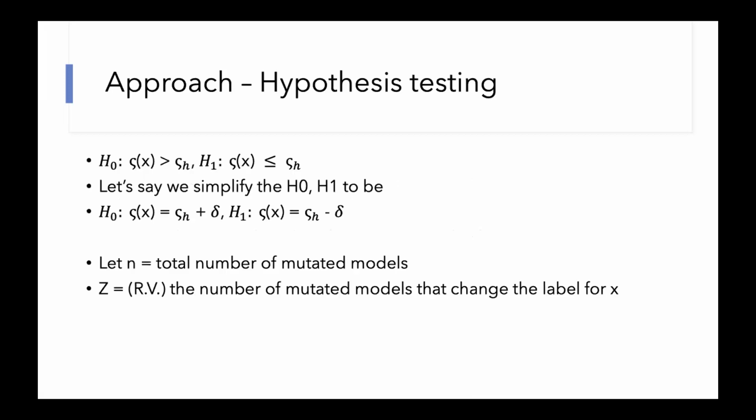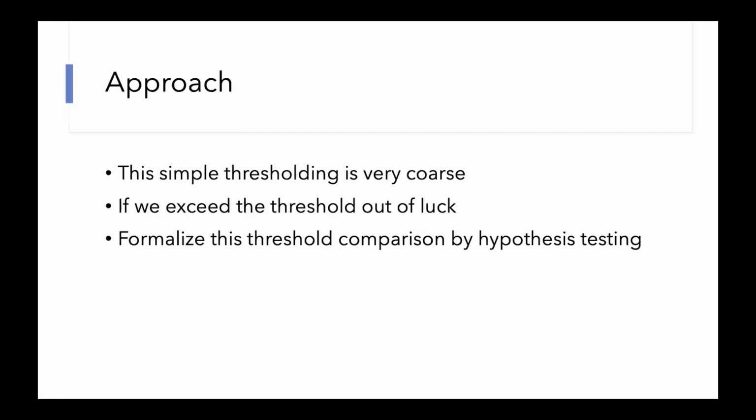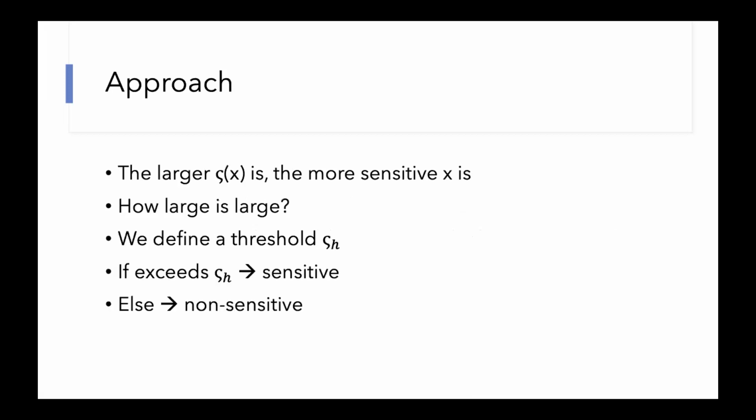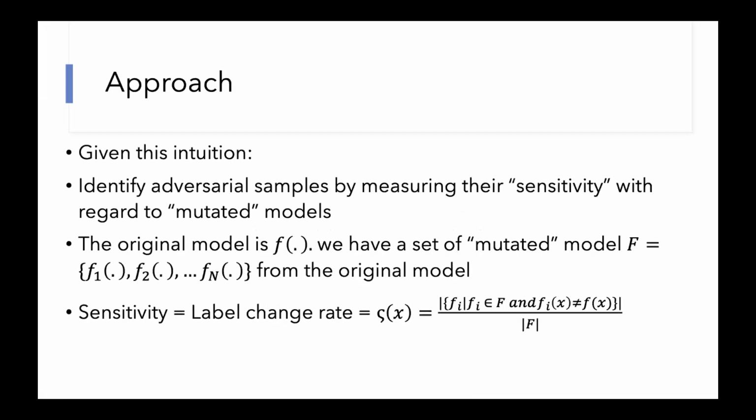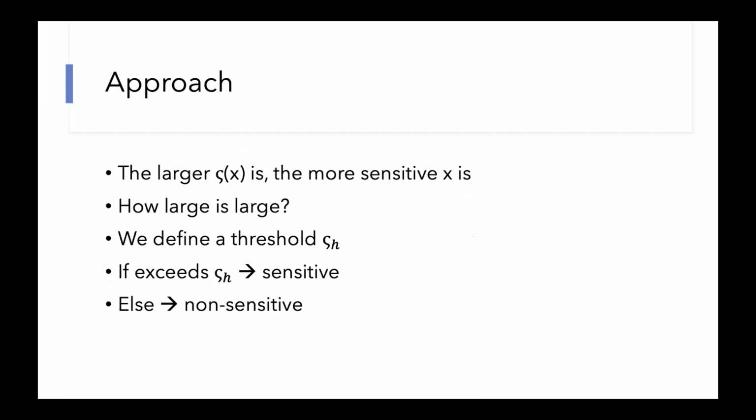No, sorry, I missed the threshold. This is the threshold for the label change rate. Oh, the label change rate. How do you pronounce this Greek character? I think it's epsilon. Oh, it's capitalized epsilon. Yeah, okay, that doesn't matter. Please go on.